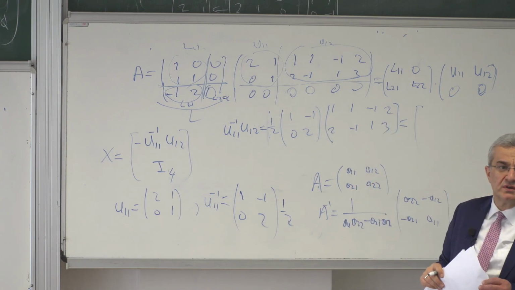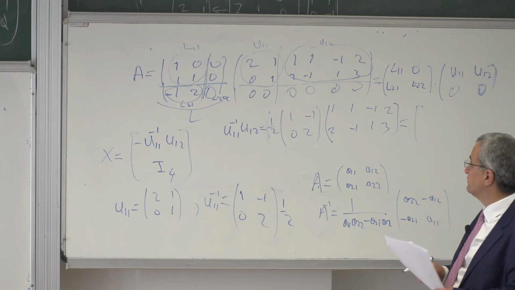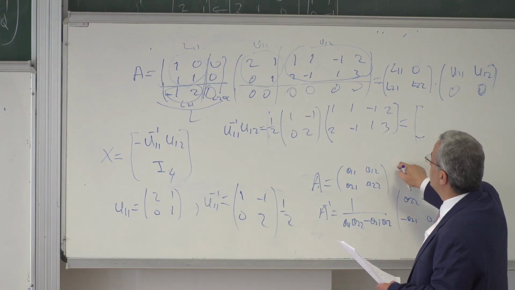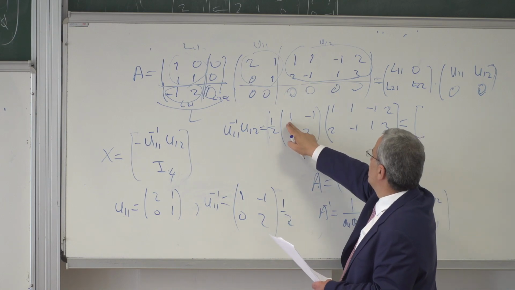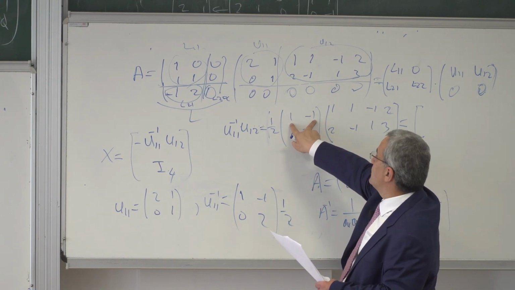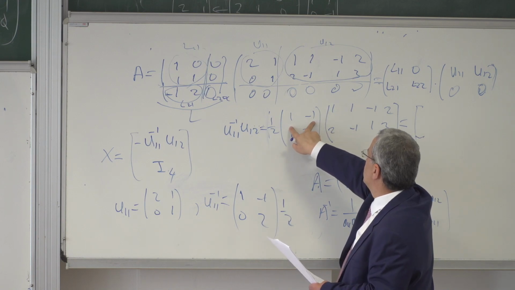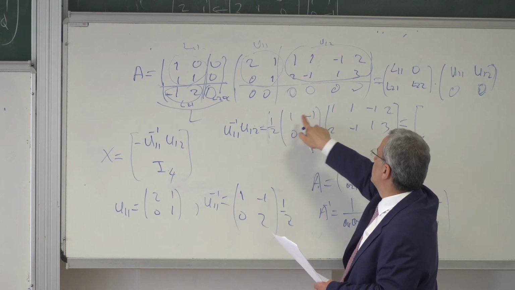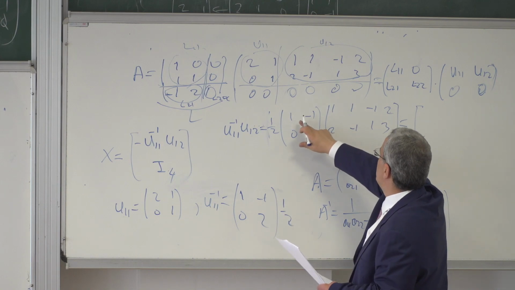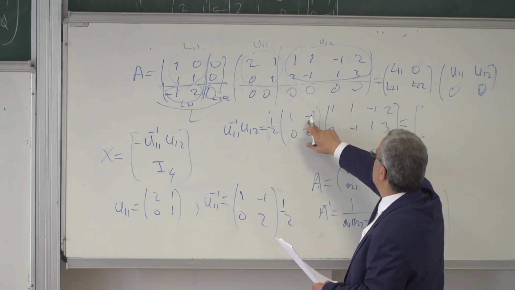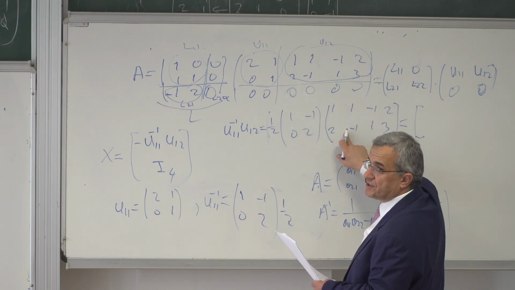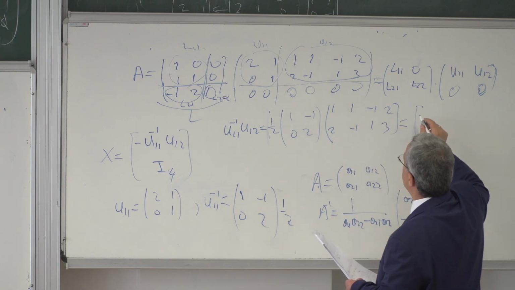Are you following? So this tells you that, what does this tell you? Multiplying this here, okay? First row, okay? You multiply the first row by 1 and subtract the second row from the first one, right? So you obtain what?